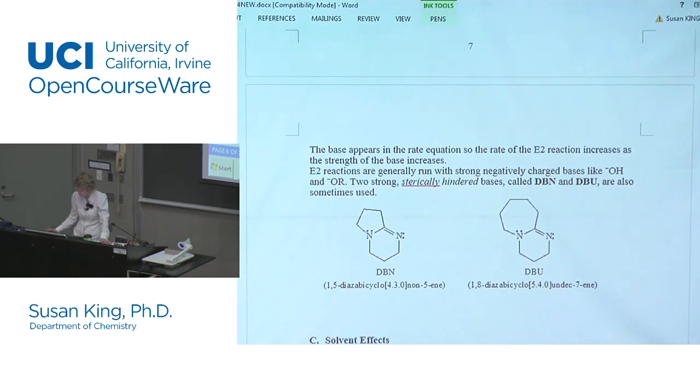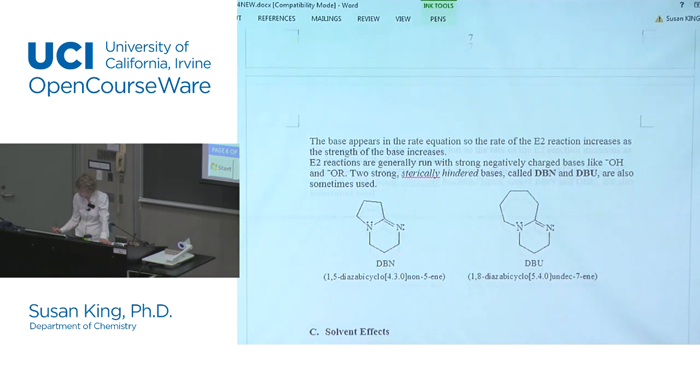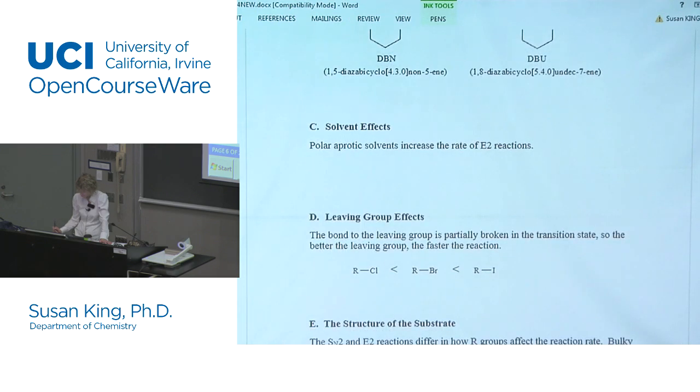E2 reactions are generally run with strong, negatively charged bases like hydroxide and OR-, so ethoxide. Two strong, sterically hindered bases called DBN and DBU are also sometimes used. This is DBN, this is DBU. So these are other bases that you will see in the E2 reaction. Solvent effects are the same as SN2. Polar aprotic solvents increase the rate of E2 reactions.